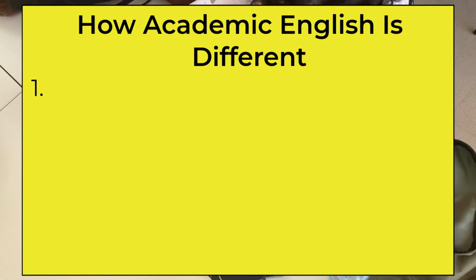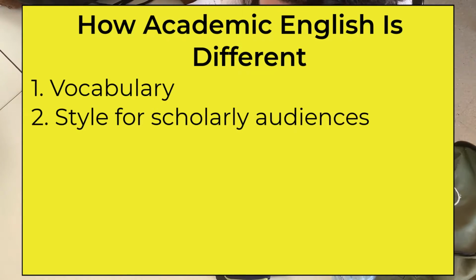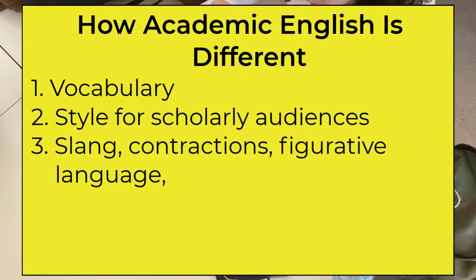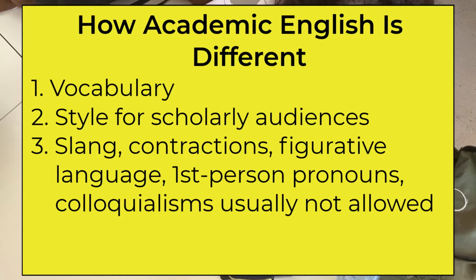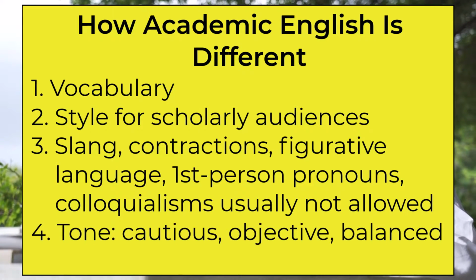Way number 1. Its vocabulary includes academic and subject-specific words. Number 2. Its formal style is aimed at scholarly audiences. 3. Slang, contractions, figurative language, first-person pronouns, and colloquialisms are usually not allowed. And 4th, its tone is cautious, objective, and balanced. Here's a quick guide to mastering these basics of academic English.